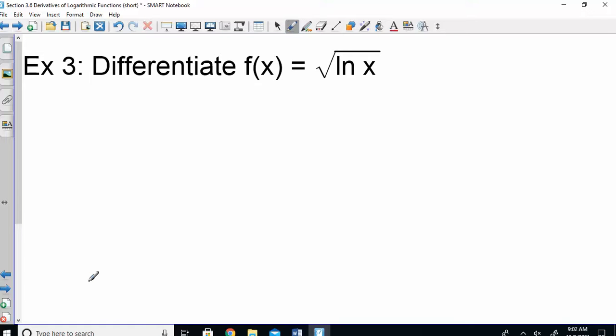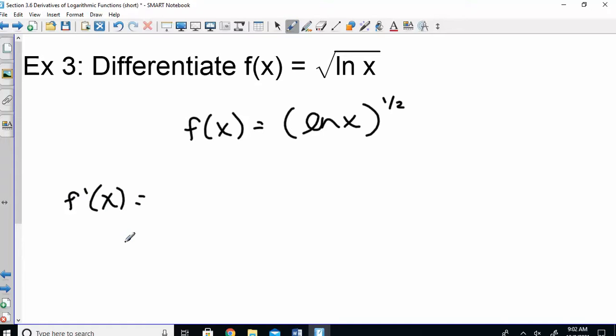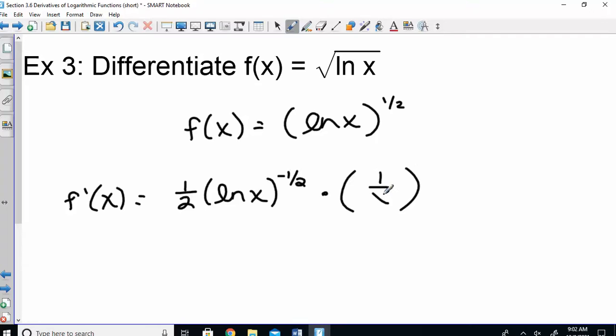What would I need to do here? You get rid of the square root. What would I write that as? To the 1/2. So then our derivative, we have to do the chain rule. So derivative of the outside, so the 1/2 comes down, inside stays the same, subtract 1 from the power, times the derivative of the inside. What is the derivative of natural log x? 1 over x.